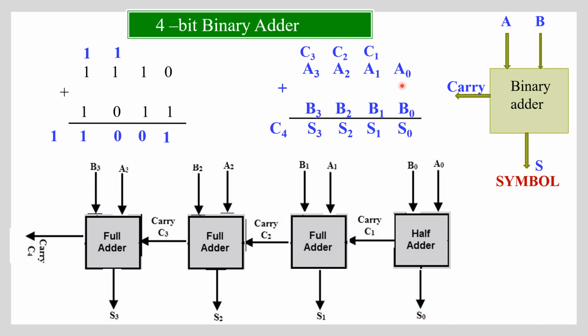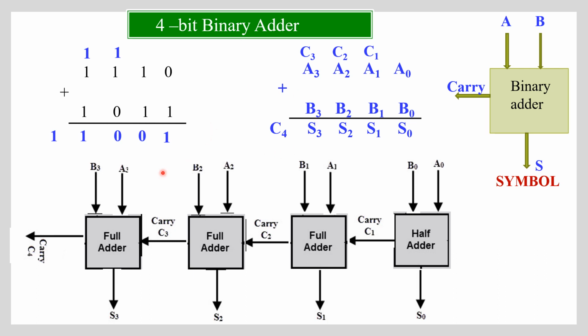Now here in general we can say A0, B0. When we add A0, B0, it generates a sum S0 and carry C1. Then again we add C1, A1, B1, it generates S1 and C2. When we add this, there is a sum S2 and a carry C3. When we add C3, A3 and B3, the sum is S3 and carry is C4.